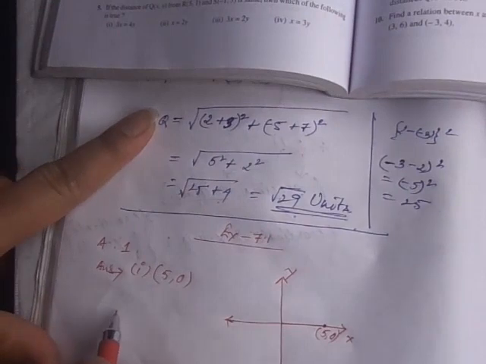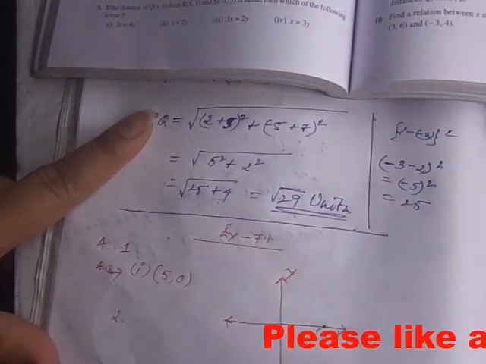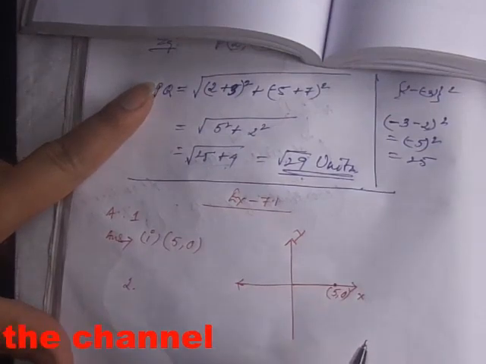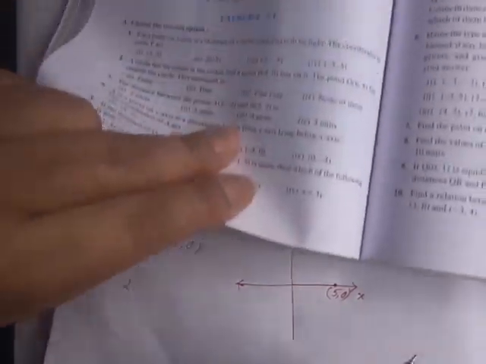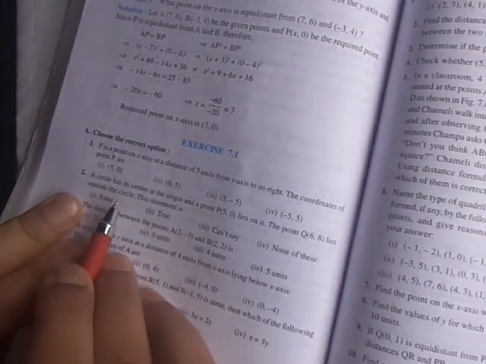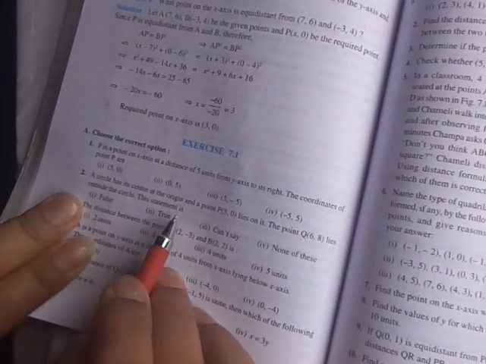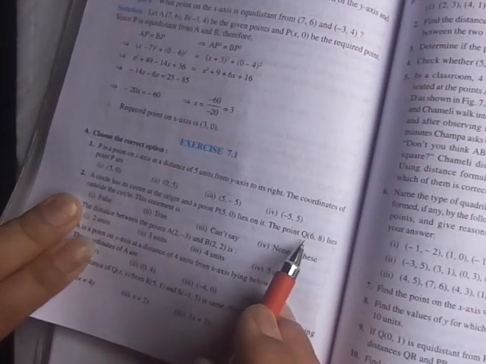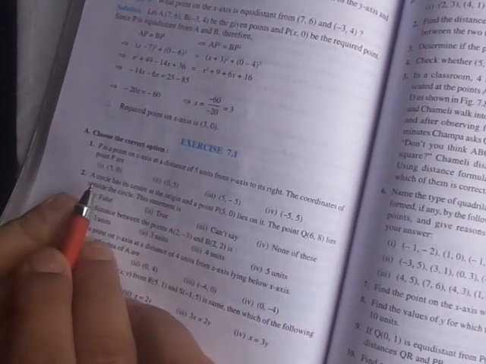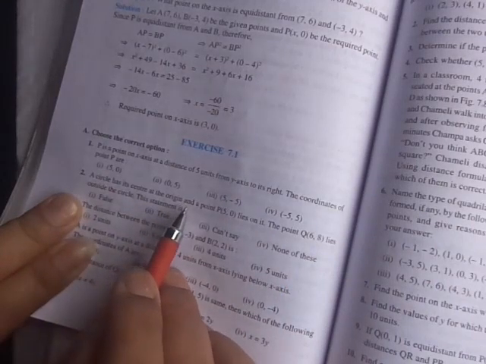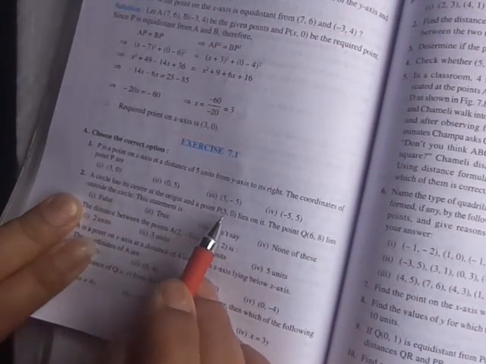Then number 2. A circle has its center at the origin and a point P 5, 0 lies on it. The point Q 6, 8 lies outside the circle. This statement is. Now we have to check whether this point Q lies outside the circle, inside the circle, or on the circle.